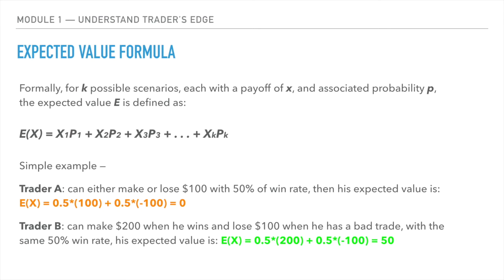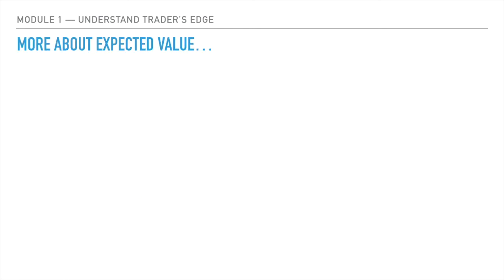So the answer is obvious. Trader B is a much better trader. Over a large sample size, Trader B has a $50 higher expected value on each trade than Trader A. There are a couple more things I would like to highlight on the concept of expected value here.